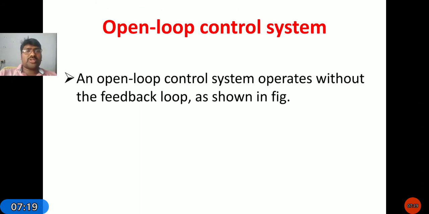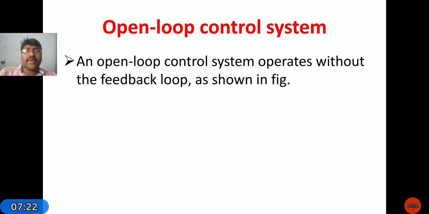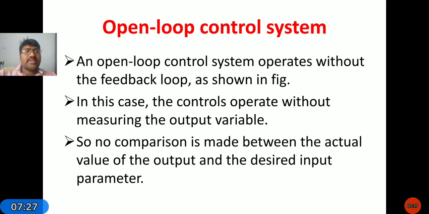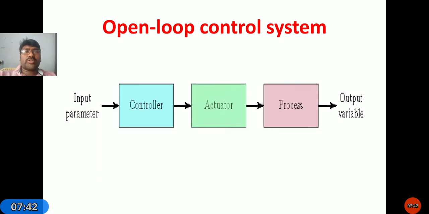Coming to open loop control system, an open loop control system operates without the feedback loop, as shown in the figure. In this case, the controls operate without measuring the output variable. So no comparison is made with the actual value of the output, because here we are not using any sensors at the output. So it will not compare the input parameters to the output parameters. Observe, it is the process. Simply it will execute the program of instructions mentioned in the program.